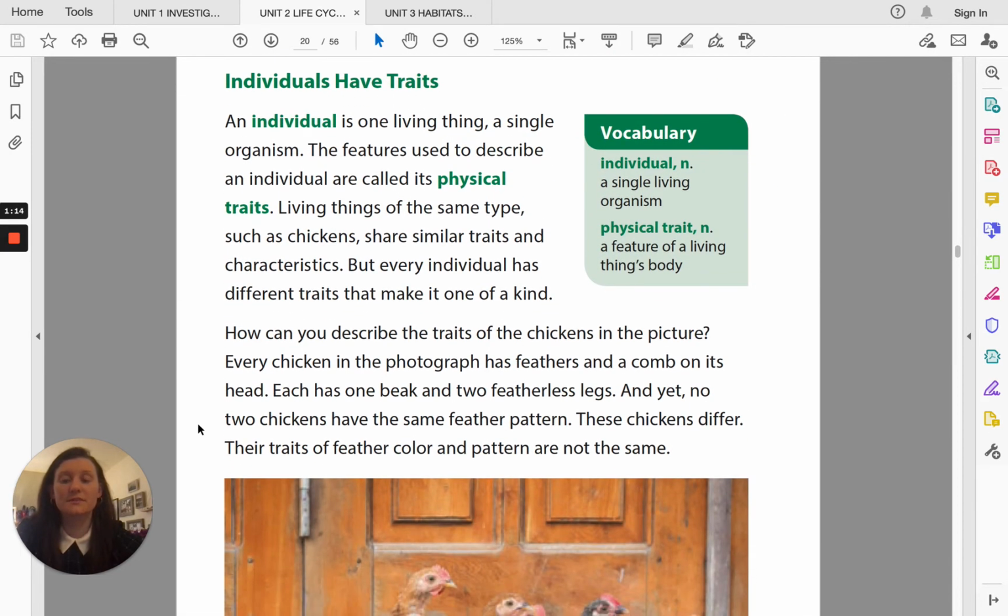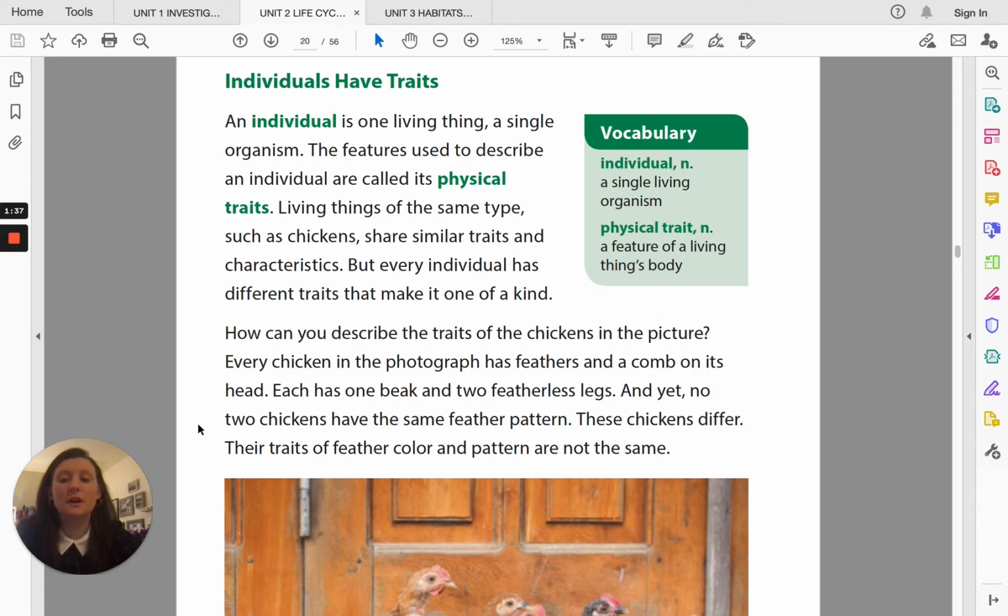Individuals have traits. An individual is one living thing, a single organism. The features used to describe an individual are called its physical traits. Living things of the same type, such as chickens, share similar traits and characteristics. But every individual has different traits that make it one of a kind.